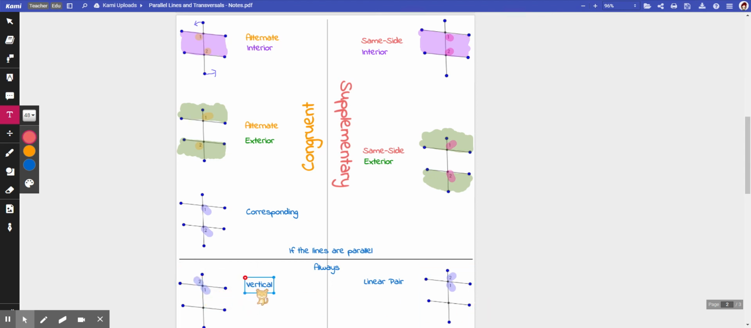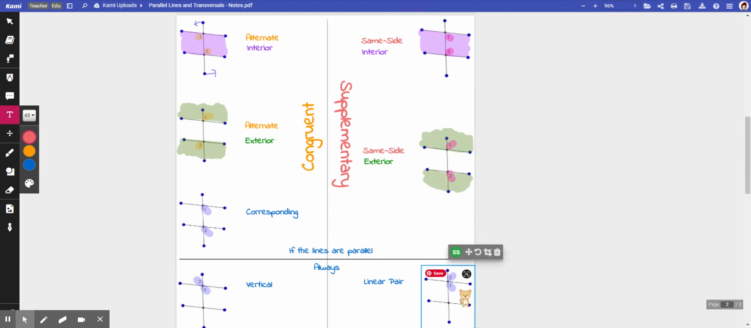Vertical angles are always congruent. It doesn't matter whether the lines are parallel or not because you're not using the second line. Linear pairs are always supplementary. Again, it doesn't matter whether the lines are parallel because you're not using the second line. Linear pairs are when they're next to each other in the same intersection. Vertical angles are when they're across from each other in the same intersection.